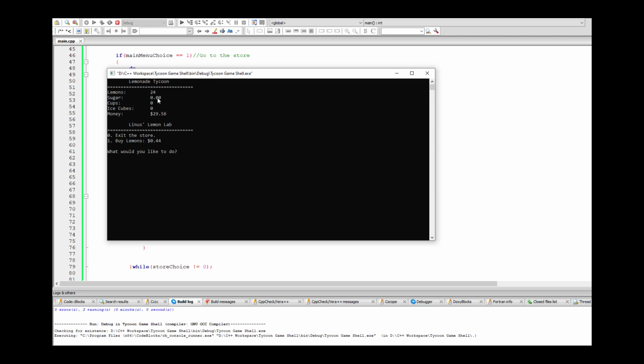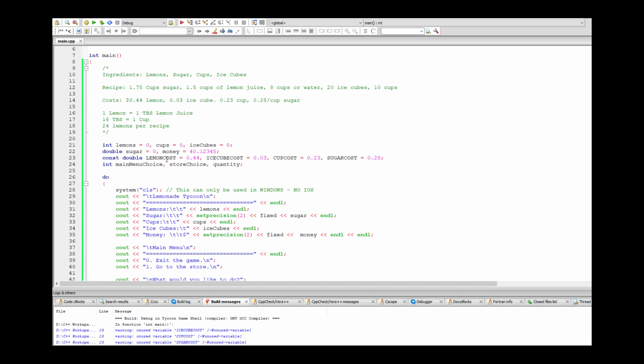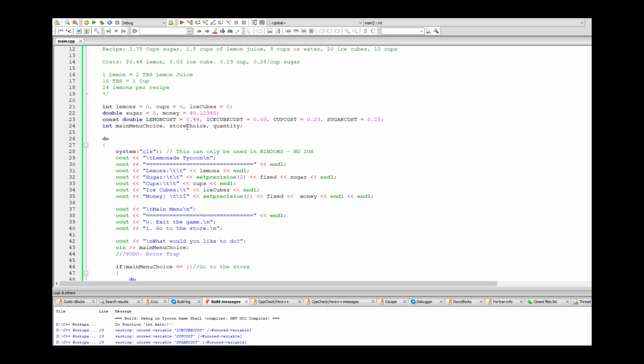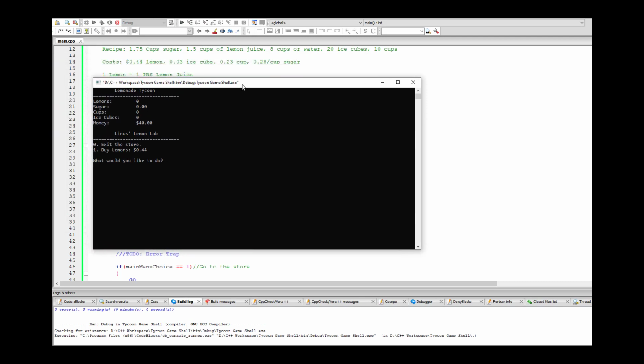Okay, so we have 24 lemons now, and it looks like my money went down about the right amount. They're about 40-something cents per lemon. Let's see, yeah, the lemon cost is 44 cents per lemon. Also, my money was messed up because that's from my earlier testing. So if we buy 10, our money should go down by $4.40. So let's go buy 10 lemons.